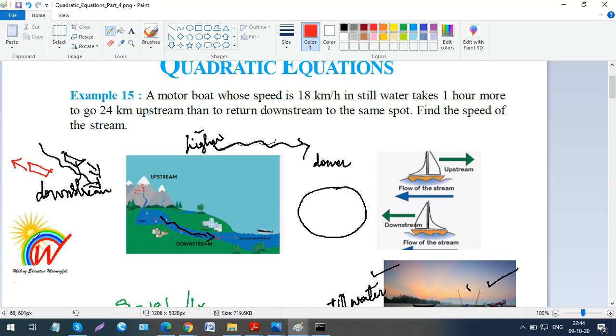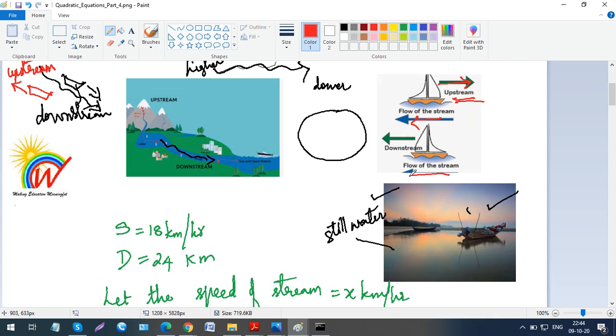So you are going against the flow of the stream, right? That is the case of upstream. In upstream, the boat's speed will be a little lower. Okay, so now you have got the picture. Here you can see the flow of the stream. If the flow of the stream is in this direction and you are going the other direction, it's the case of upstream. And if the flow of the stream and your boat's direction are both the same, then it's going to be downstream.